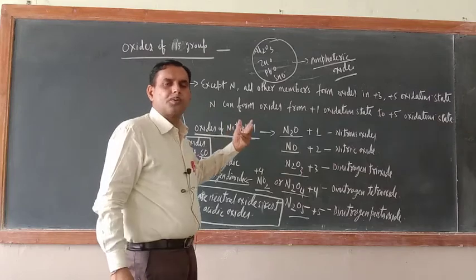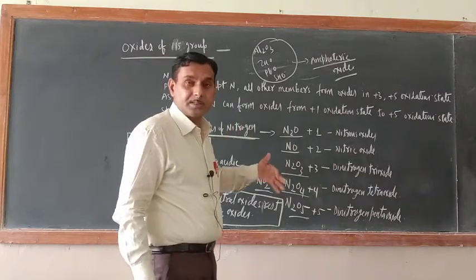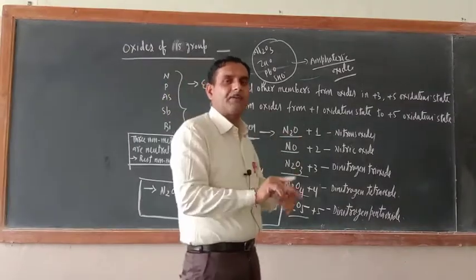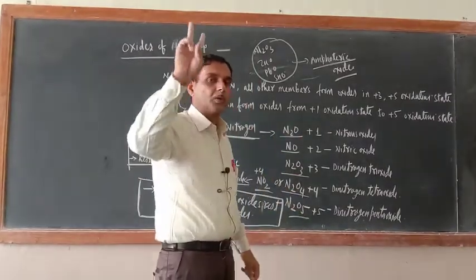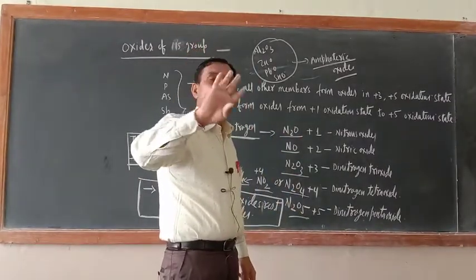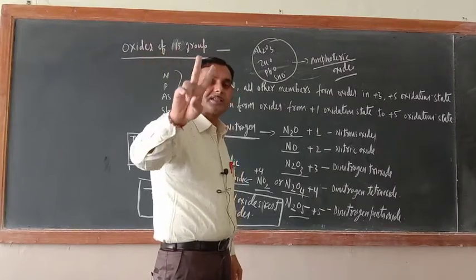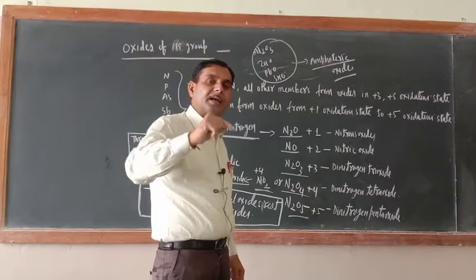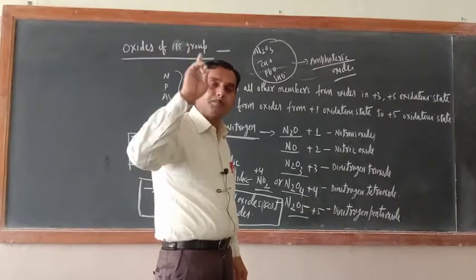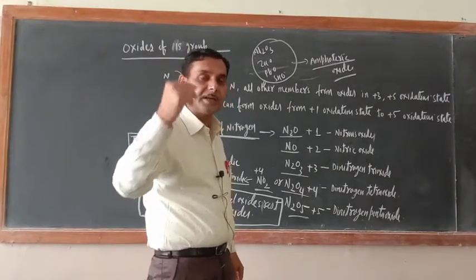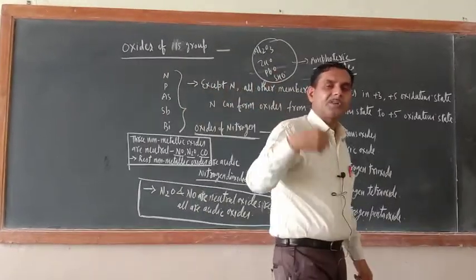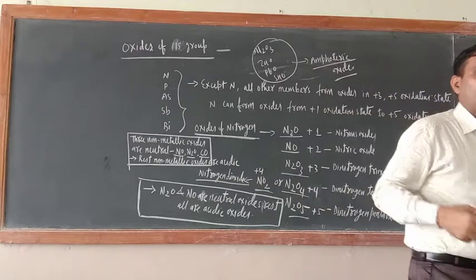Now let us move to the oxides of phosphorus, arsenic, antimony and bismuth. First we should have an idea. So already I told you only nitrogen will form so many oxides. Rest all members will form only 2 types of oxide: first one in +3 oxidation state, second one in +5 oxidation state. But we should have idea what are the names of those oxides.